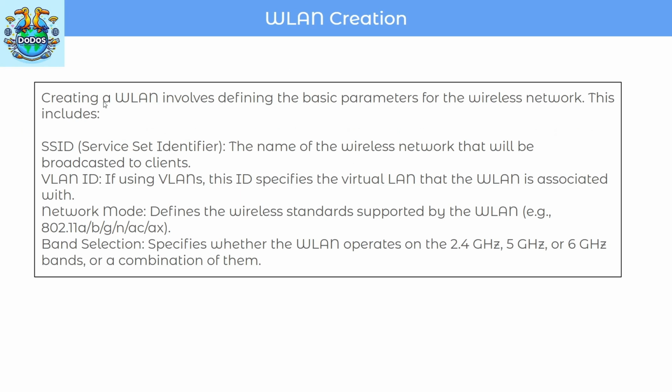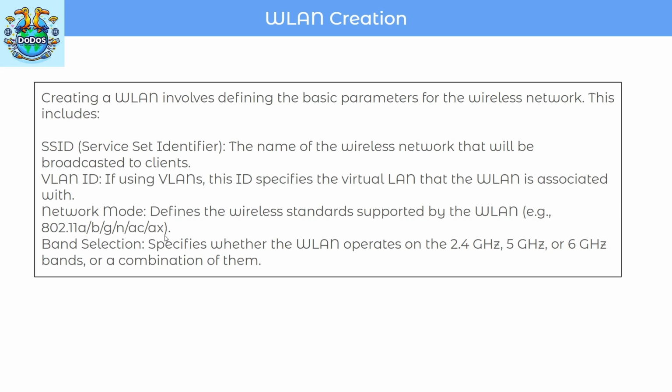WLAN creation. Creating a WLAN involves defining the basic parameters for the wireless network. This includes the SSID, service set identifier, the name of the wireless network that will be broadcasted to clients. That's what an SSID is. Then there's the VLAN ID, which, if using VLANs, specifies the virtual LAN that the WLAN is associated with. The network mode defines the wireless standards supported by the WLAN. An example would be 802.11a, b, g, n, ac, or ax. These are wireless standards that we're going to cover in a later video.